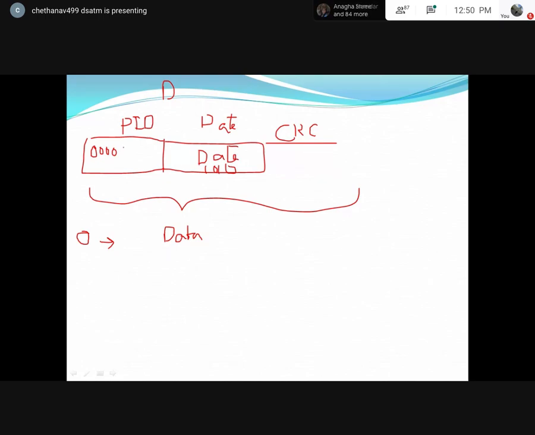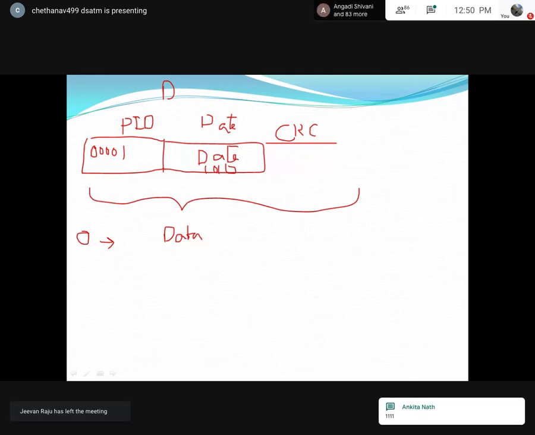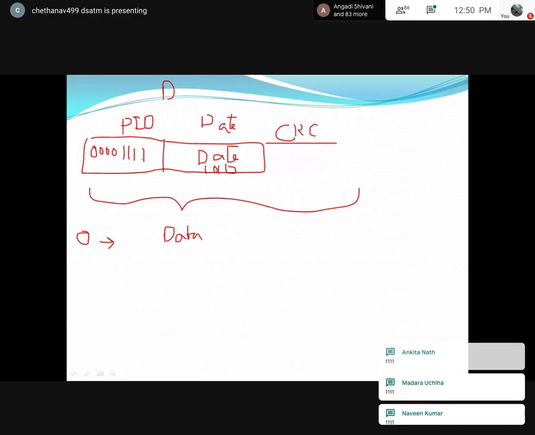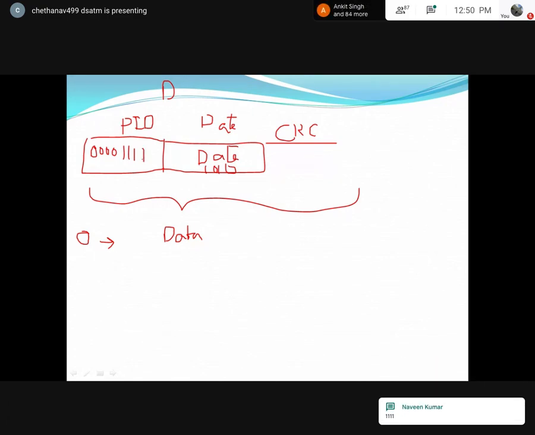Now the remaining 4 bits are the negation of the first 4 bits. What is the negation of 0000? If I negate, what will I get? 1111, right? PID means packet number. The packet number is 0. I will represent 0 in 4 bits, 0000. Now negate it for the remaining 4 bits, so 0000 1111.